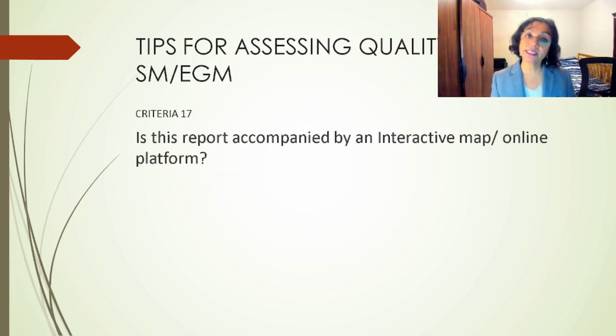Is the report accompanied by an interactive map online platform? More often, yes. Systematic maps have an interactive part so that the users can engage with the map and select what they would like to see. There are filters, and there are explanations given on how to use a systematic map. But sometimes you will see a systematic map published as a journal article or only a report is available. In that case, there won't be interactivity, but it is desirable to have an interactive type of systematic map.